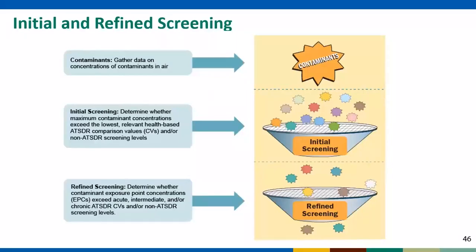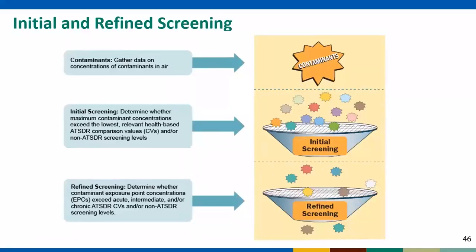As this figure illustrates, the screening process for the first step was gathering the data on the chemicals. The initial screening step was to determine whether our maximum chemical levels were at or exceeded the lowest relevant health-based CVs. As I went through the initial screen, I only had a modest number of chemicals drop out.